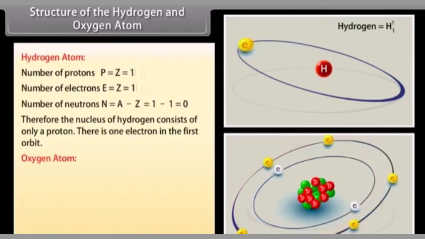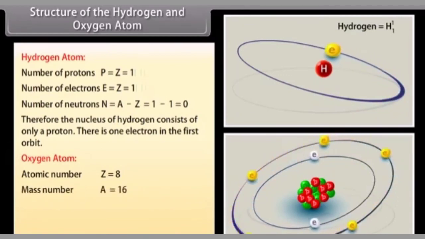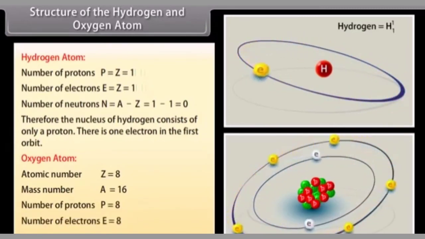Oxygen atom. Atomic number Z equals 8. Mass number A equals 16. Number of protons P equals 8. Number of electrons E equals 8. Number of neutrons N equals A minus Z equals 16 minus 8 equals 8.